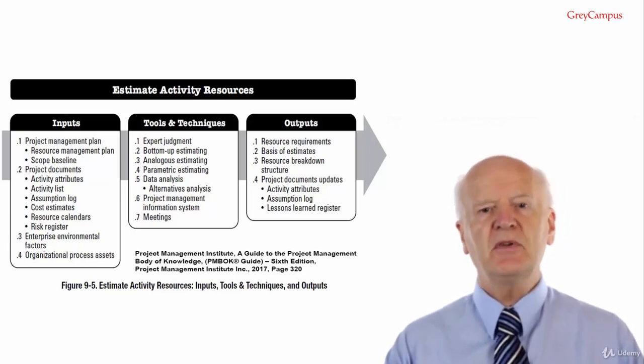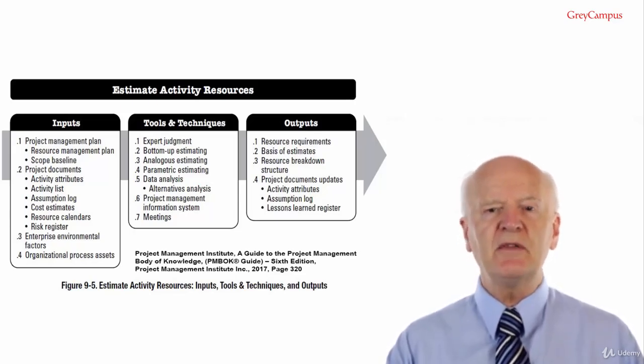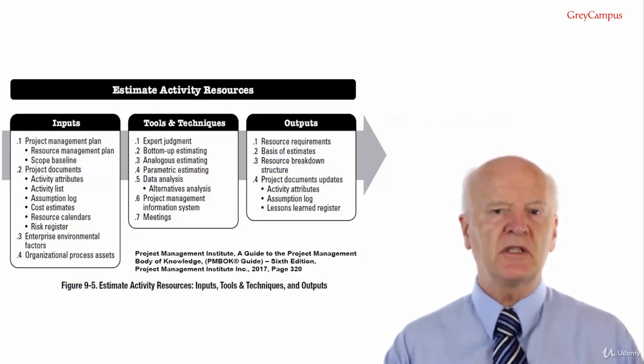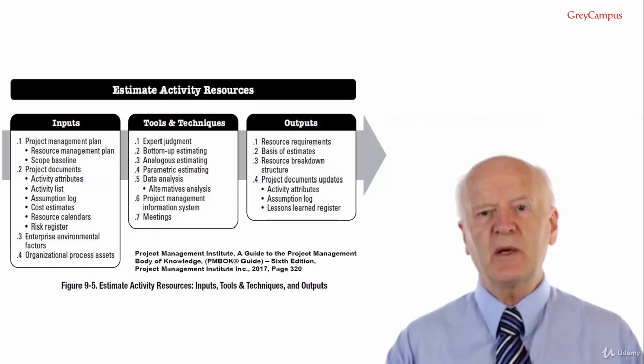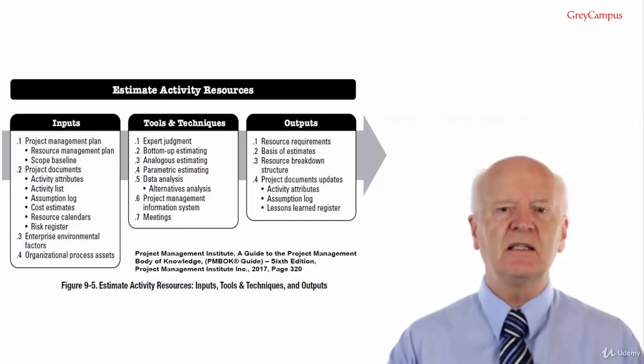Tool and technique number 3, analogous estimating. Analogous estimating uses information regarding resources from a previous similar project as the basis for estimating a future project. It is used as a quick estimating method and can be used when the project manager can only identify a few top levels of the work breakdown structure. We covered this in cost estimating and time estimating.